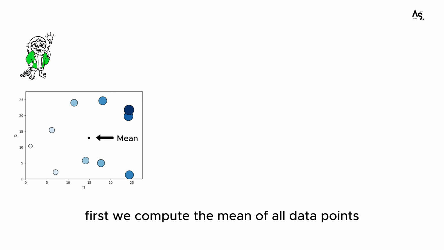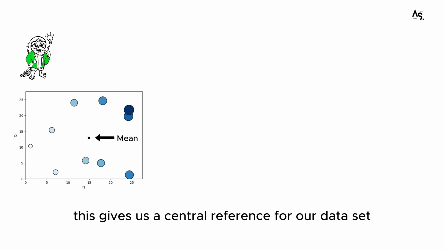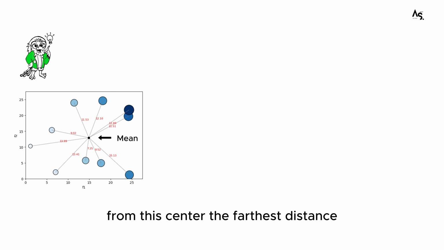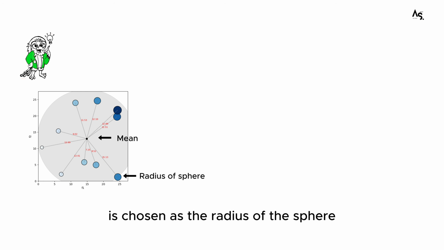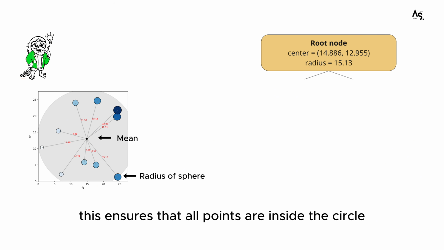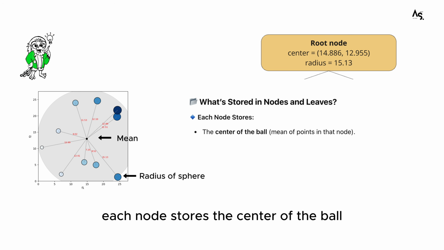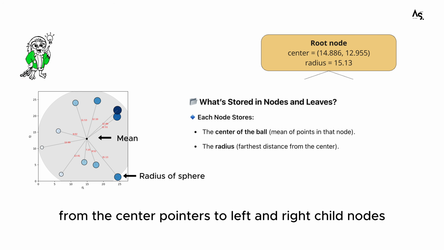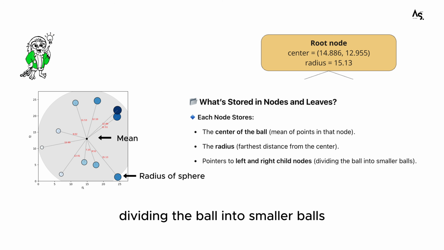Now, coming back to ball tree, in order to construct one, first, we compute the mean of all data points. This gives us a central reference for our dataset. Next, we calculate the distance of every point from this center. The farthest distance is chosen as the radius of the sphere. This ensures that all points are inside the circle, or ball in higher dimensions. Each node stores the center of the ball, that is, the mean of points in that node, the radius, the farthest distance from the center, and pointers to left and right child nodes dividing the ball into smaller balls.